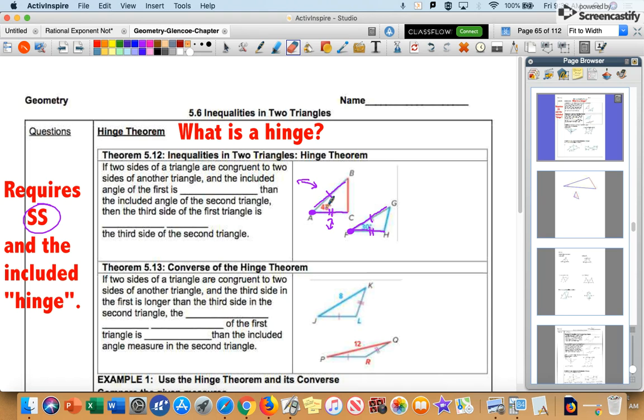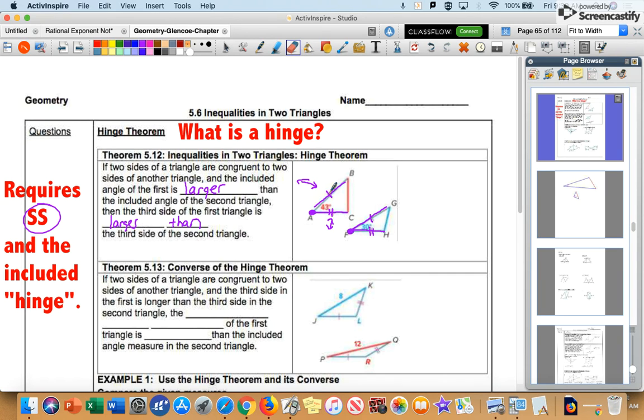So in situations, if two sides of a triangle are congruent to two sides of another triangle, and the included angle of the first triangle is larger than the included angle of the second triangle, then the third side of the first triangle is larger than, or longer than, almost looks like longer or larger with my handwriting there, I apologize for that, the third side of the second triangle.